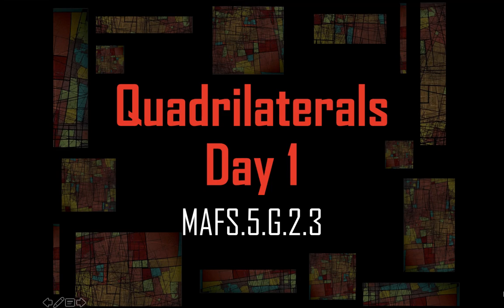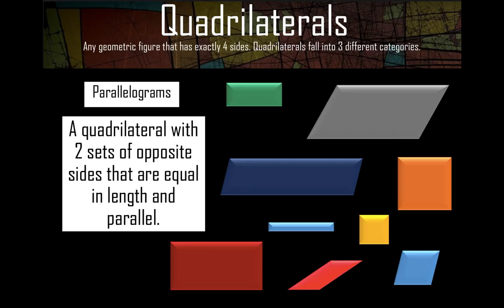Okay, hi guys. So we are continuing on with quadrilaterals today, but before we get started with what we're doing today, we're going to review what we talked about yesterday really quickly. So we talked about how we are learning quadrilaterals this week. A quadrilateral is any geometric figure that has exactly 4 sides. So not 3 sides, not 5 sides, not 6 sides. All quadrilaterals have 4 sides. That prefix quad means 4.